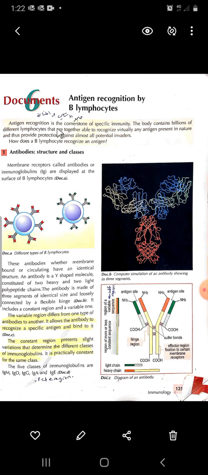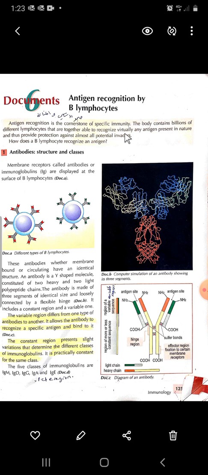Antigen recognition is the cornerstone of a specific immunity. So our specific immunity depends on the antigen recognition. It's the first and the most important thing in the specific immunity. The body contains billions of different lymphocytes that are together able to recognize virtually any antigen present in nature, and thus provide protection against almost all potential invaders.